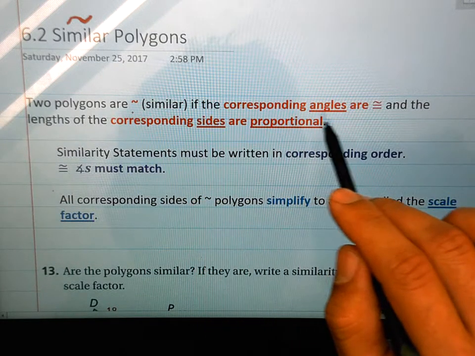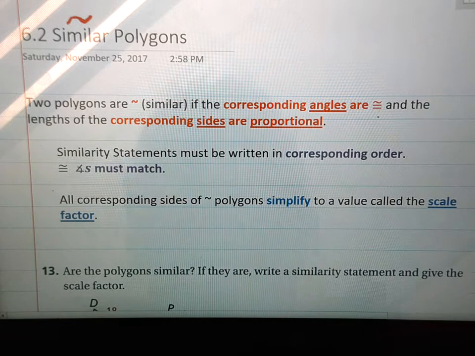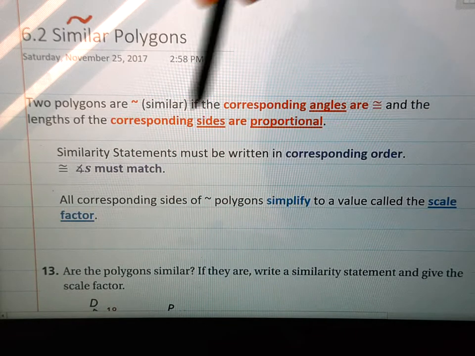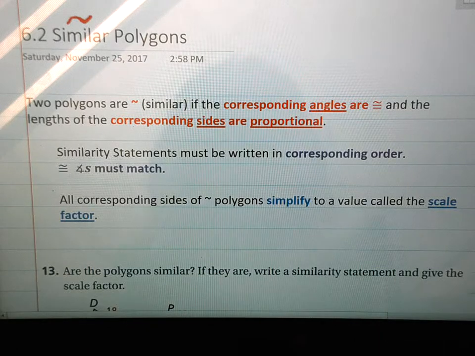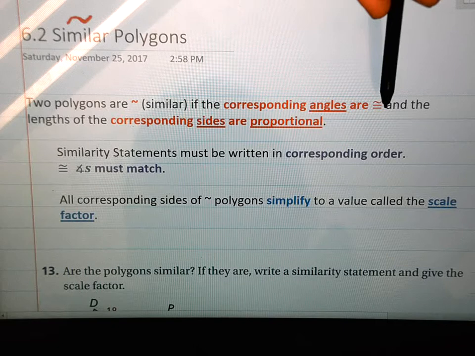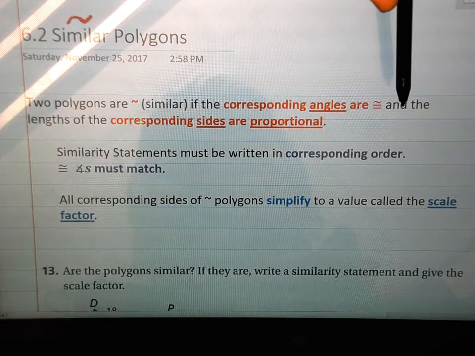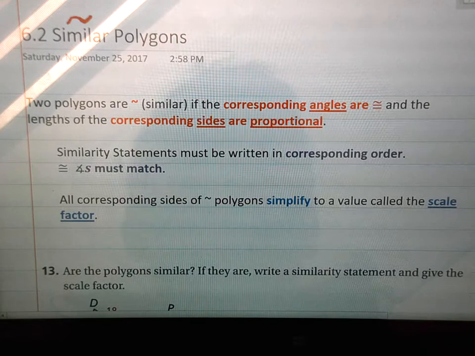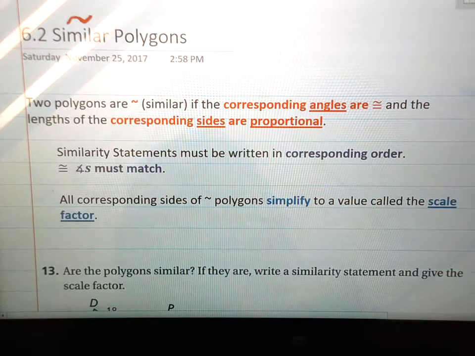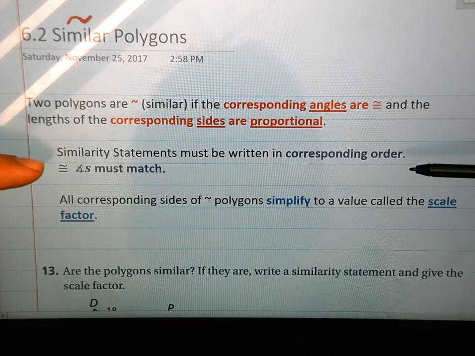If the corresponding angles are congruent and the lengths of the corresponding sides are proportional, then the two polygons are similar. This is kind of like the definition of how you know if something is similar. Their angles have to be congruent, all of them. Every single angle has to match. Their corresponding ones have to be the same as each other. And the lengths of the corresponding sides have to be in proportion to each other. There are shortcuts to it, but you won't learn those until we get to 6.3, 4, 5 and so on.